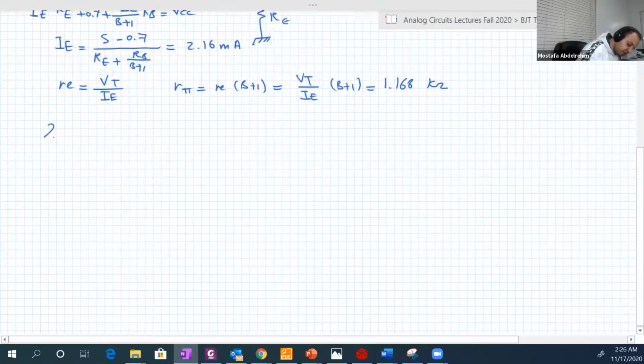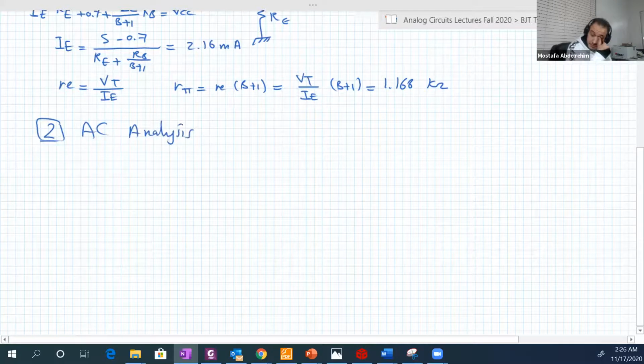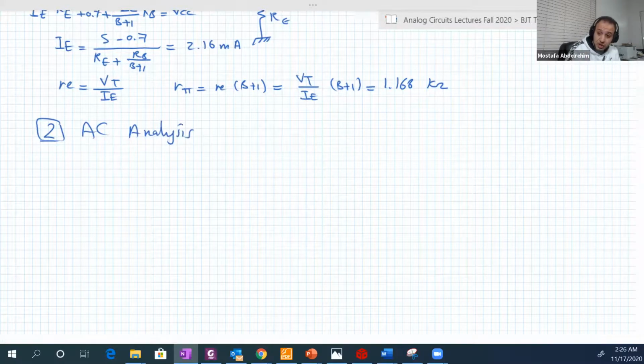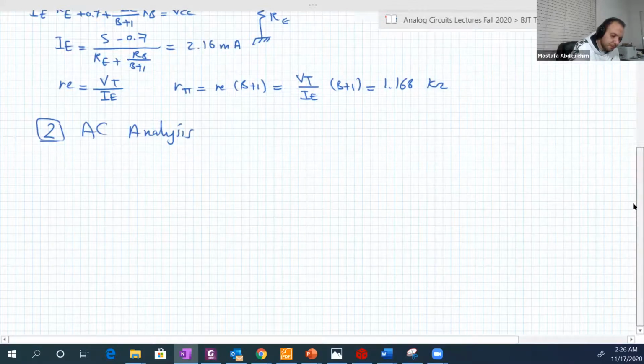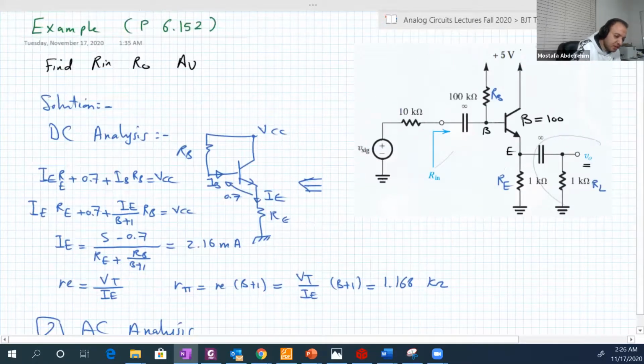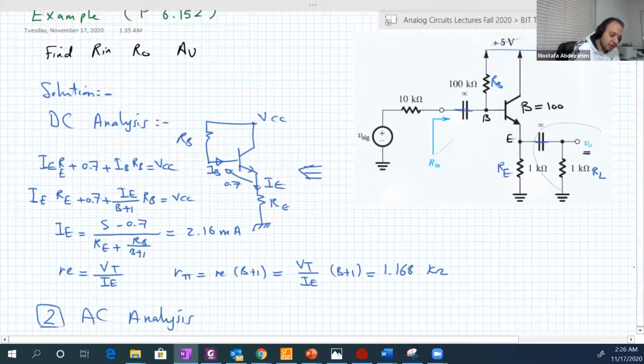So AC analysis, number 2. In the AC analysis, short circuit the capacitors and remove the DC sources. Okay, so if we do this, this will be shorted. This will be shorted. This capacitor will be shorted as well.